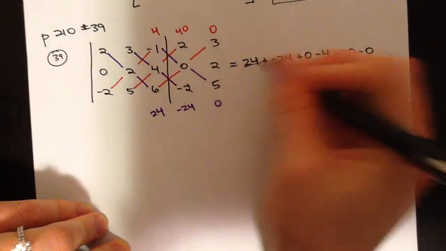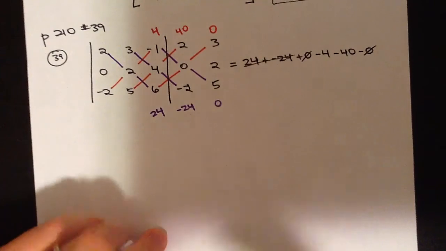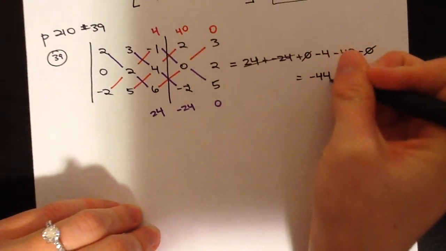Here's what happens. 24 and negative 24 will cancel. The zeros don't count for anything. And then I have a negative 4 and a negative 40. That gives me a negative 44.